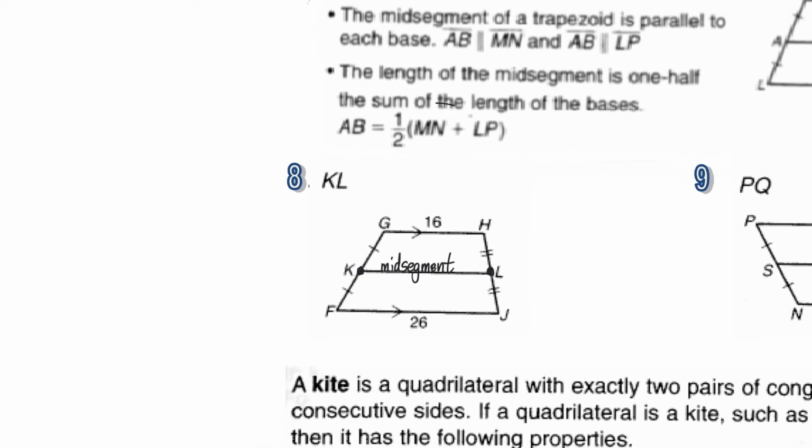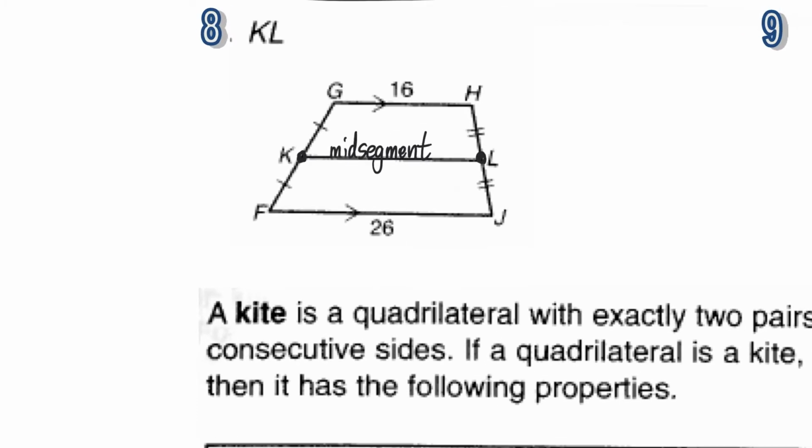Now, what this is talking about is the length of that mid-segment is going to be basically the average of the two sides, or the number exactly halfway between them. So let's think about this. This side is 16, this side is 26. The mid-segment is going to be the length that's exactly halfway between those two. What number is exactly halfway between 16 and 26?